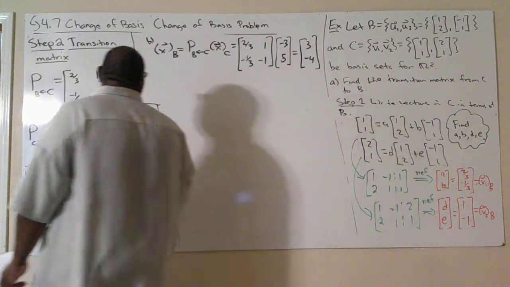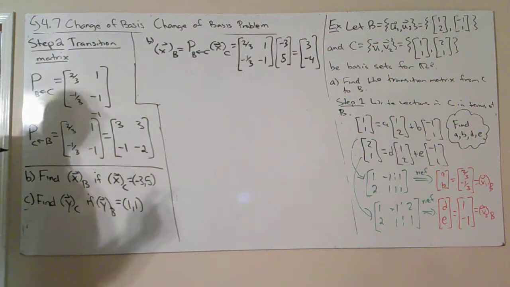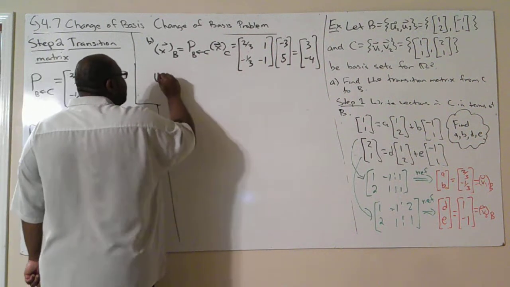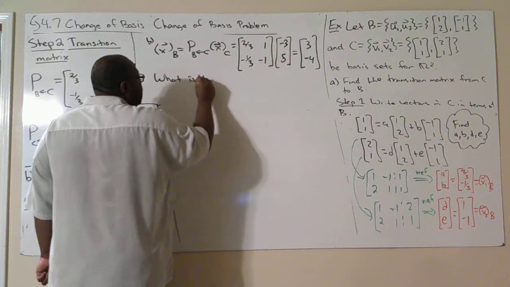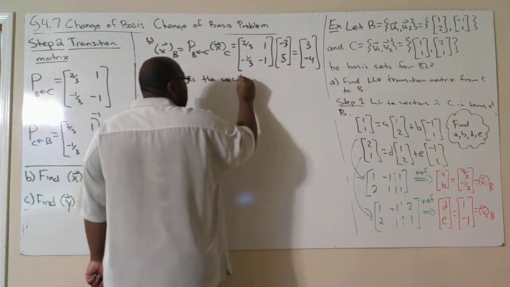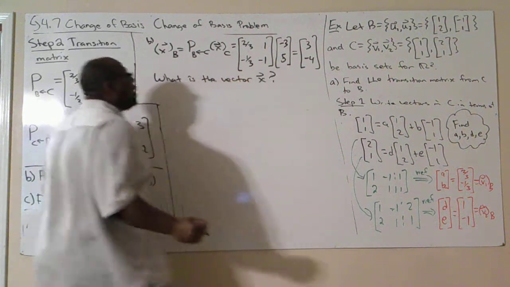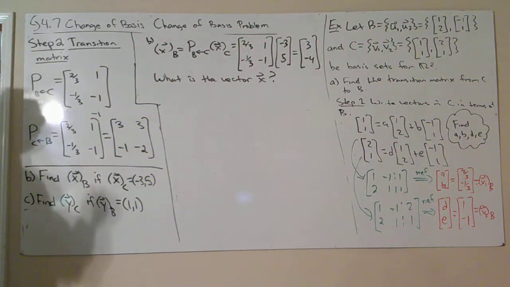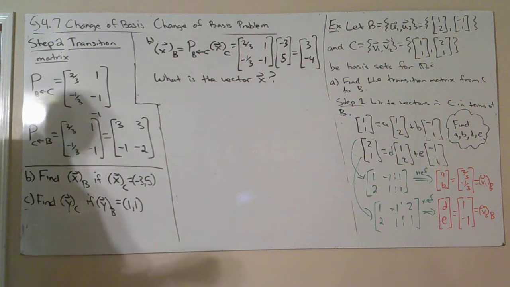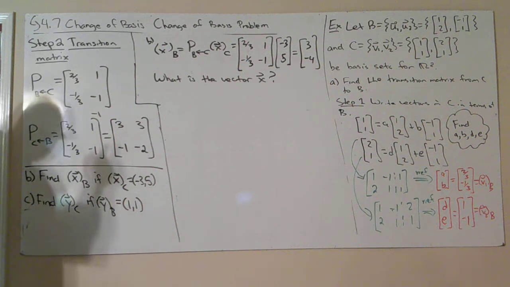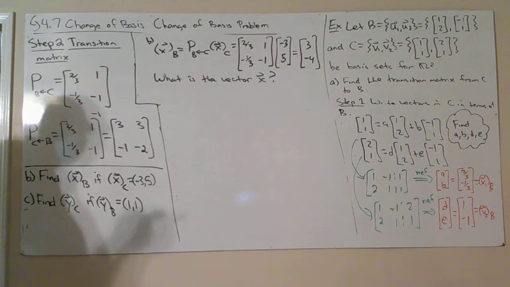Before I keep going, I would like to mention the fact that now I can, what is x? What is x in this case? What is the vector x? I know how to get to x. I know how to get to a point in space or get to this resultant vector, but what is that vector itself? Now I have two ways to be able to figure that out. I can either use the coordinates of x relative to b, or I can use the coordinates of x relative to c. Let's use the coordinates of x relative to b.